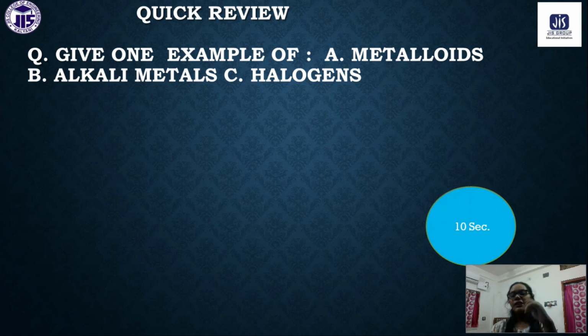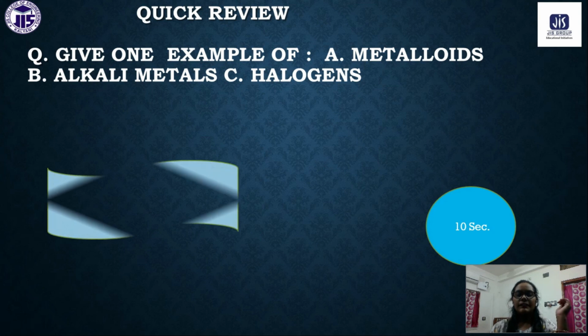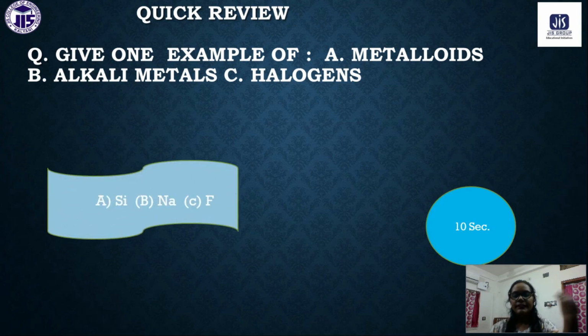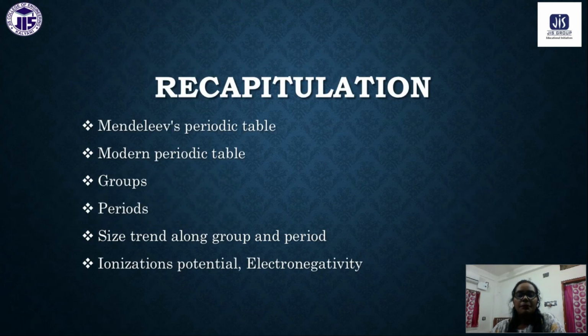Yeah, your time is over, and the answer is, you are absolutely right, silicon, sodium, and fluorine. The halogen is fluorine, the alkali metal is sodium, and the example of a metalloid is silicon. Okay, so this is the recapitulation.